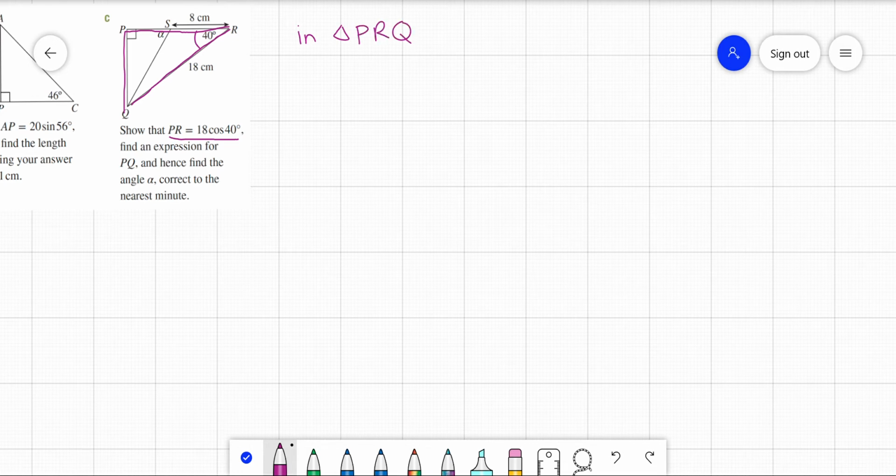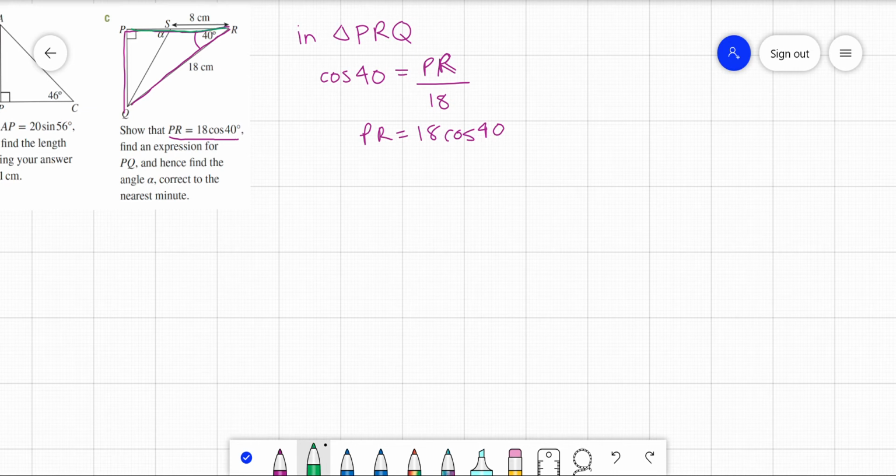And I can say, all right, I know I want cos 40 because that's what it's asking for. So let's have a look at cos 40. I need adjacent over hypotenuse, the adjacent side being PR and the hypotenuse being 18. So PR doesn't have a number on it for the whole length, that's fine. So if I make PR the subject and timesing both sides by 18, I get 18 cos 40.